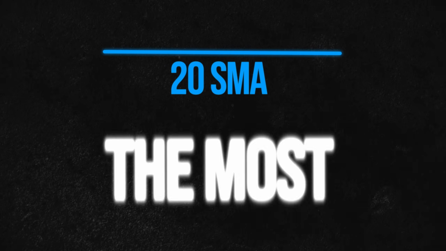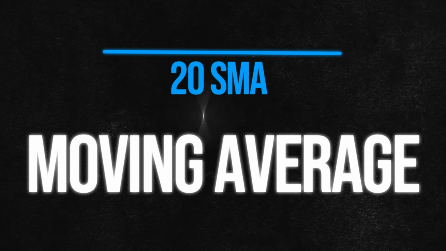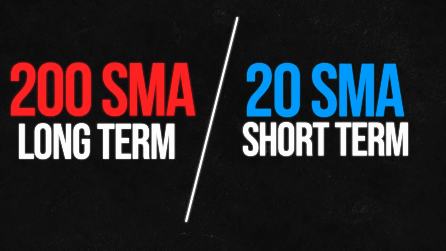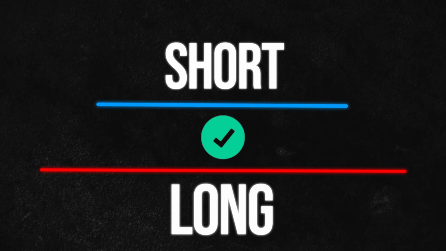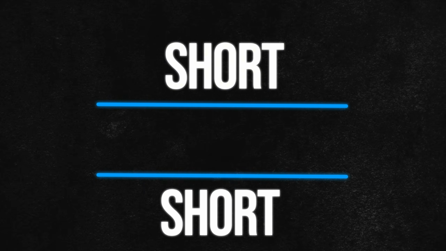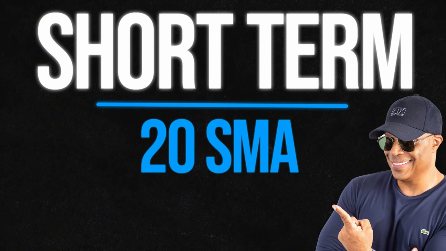The 20-period moving average is, in my opinion, the most important short-term moving average. Now, the 200 is a long-term moving average. The 20 is the short-term moving average. And whenever you're using a dual moving average system, you should be using a long and a short together, not a short and a short together. The two staples should be long and short, and that's what we have. So the 20 is our short-term moving average.